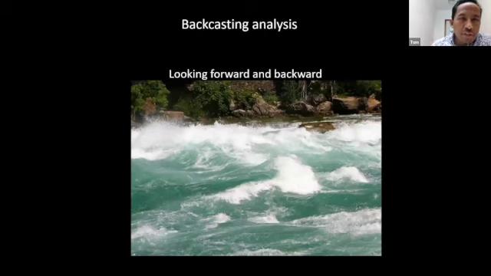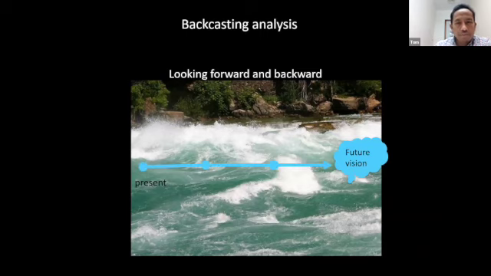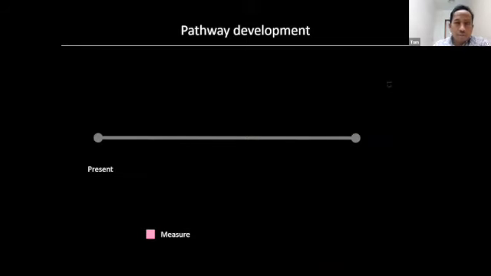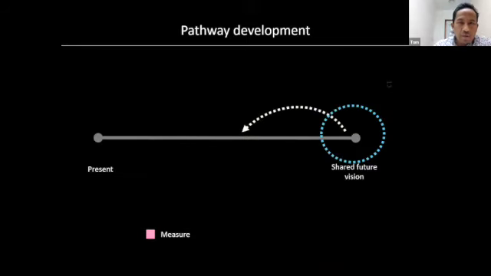Talking about backcasting, the backcasting analysis is a backwards looking approach, where we first start with a future vision, and then we backcast this vision to the present. By doing so, we identify the intermediate steps until the present, which eventually bring about the future vision.